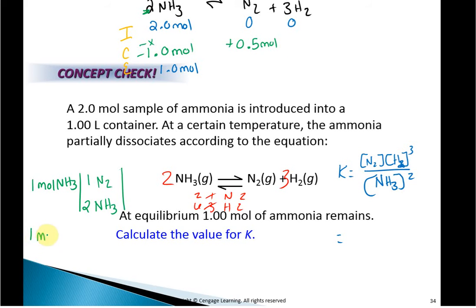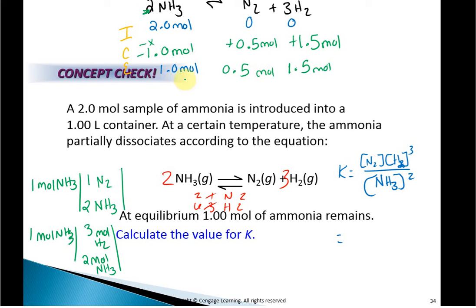For the other 1 mole NH3, we know every time we have 2 NH3, we have 3 moles of hydrogen. So this is going to be plus 1.5 moles here. So at equilibrium, we now have all of these moles. 1 mole, 0.5, 1.5. We can't plug moles into here. We need molarity. So we're going to come back and divide by the volume of the container, which fortunately leaves everything the same.